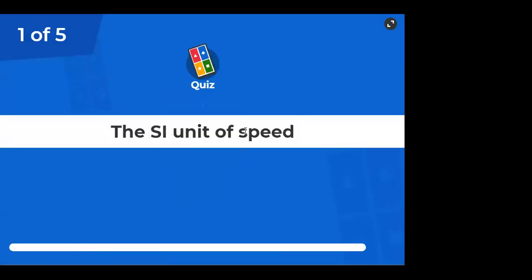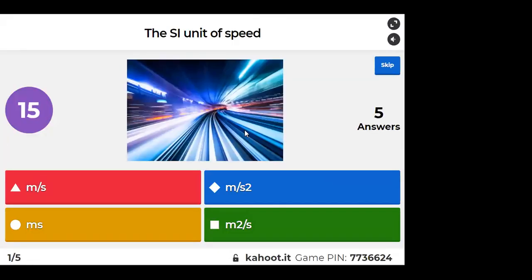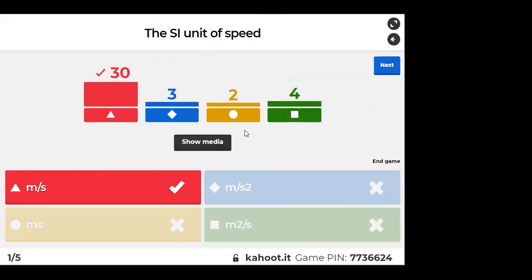The SI unit of speed is, we have discussed this, right? The SI unit of speed is, everyone. Fast, only 10 seconds left. Guys, it is meter per second. It is not meter per second square, it is not meter second, it is meter per second, right? Distance by time.